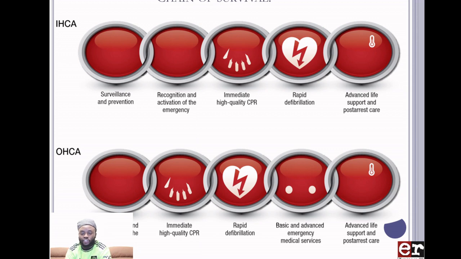So we go to the chain of survival. There's surveillance and prevention, there's recognition and activation of emergency, there's immediate high quality CPR and rapid defibrillation. After that, you get advanced life support and post arrest care. So another pattern is recognition and activation of the emergency. Get immediate high quality CPR to the patient. There's rapid defibrillation. There's basic and advanced emergency medical services so as to reinstate the heart rate of the patient. And then we go to advanced life support and post arrest care.